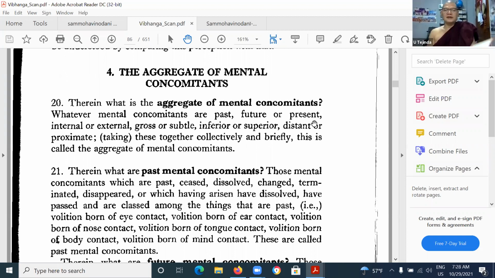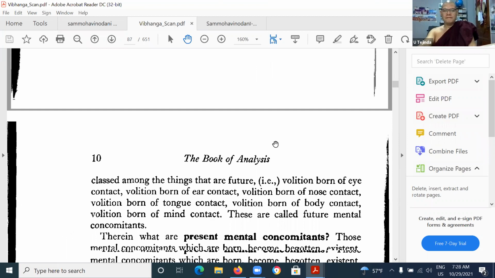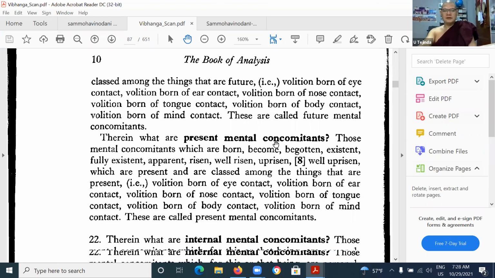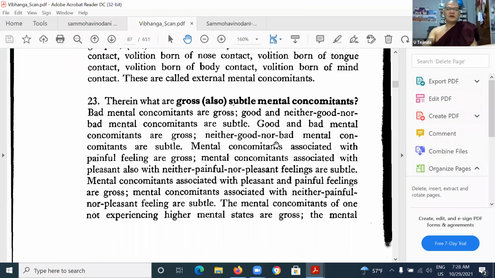So let's go to paragraph number 23. There is what are gross, also subtle matter accommodates. So jirana, sankhara here, the translator translates as matter accommodates, sankhara. Olarika sukuma here. Agusla sankhala olarika. So the same thing here.